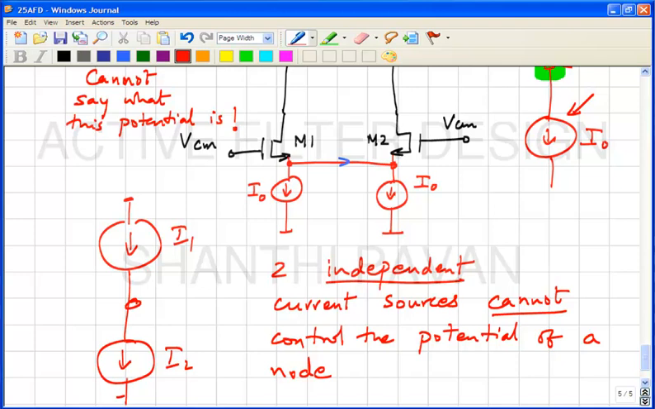Two independent current sources can never control the potential of a single node, correct? Because if I1 is larger than I2, this potential keeps going up to infinity. If I2 is larger than I1, the potential of the node goes to minus infinity. Only if I1 equals I2, the node potential remains constant, but we don't know what that constant is. So in other words, if you had two independent current sources, the node potential is not a well defined quantity, correct?